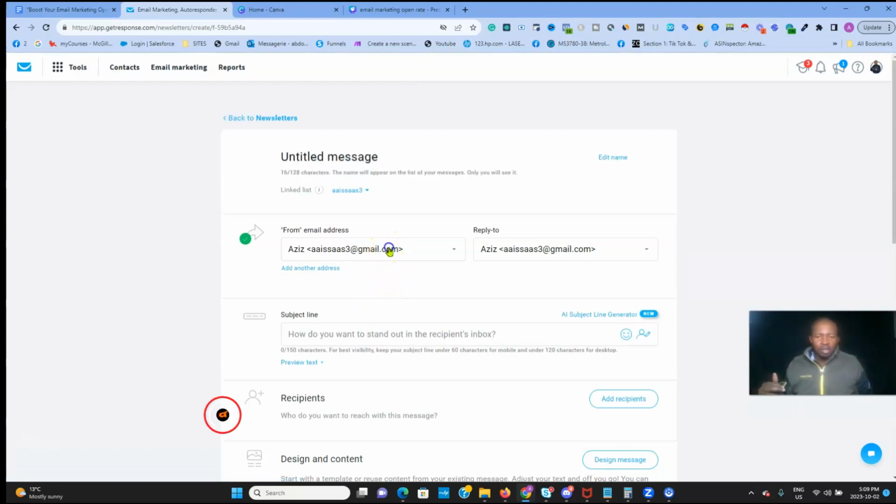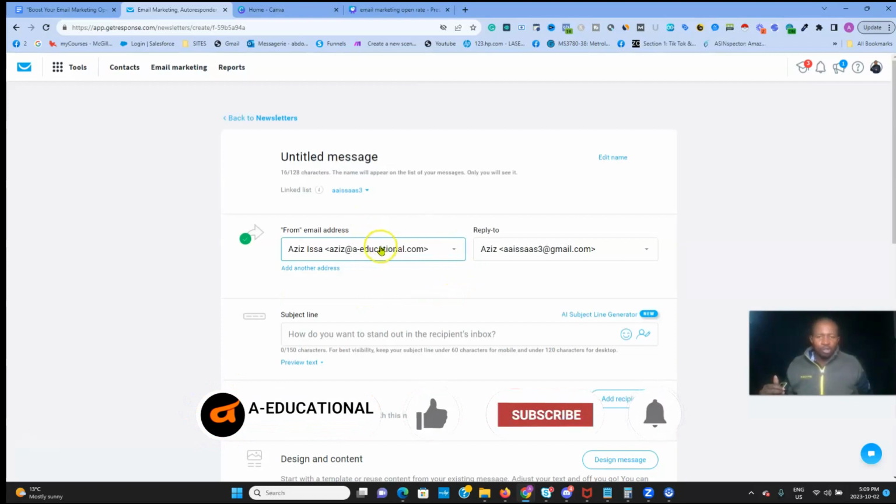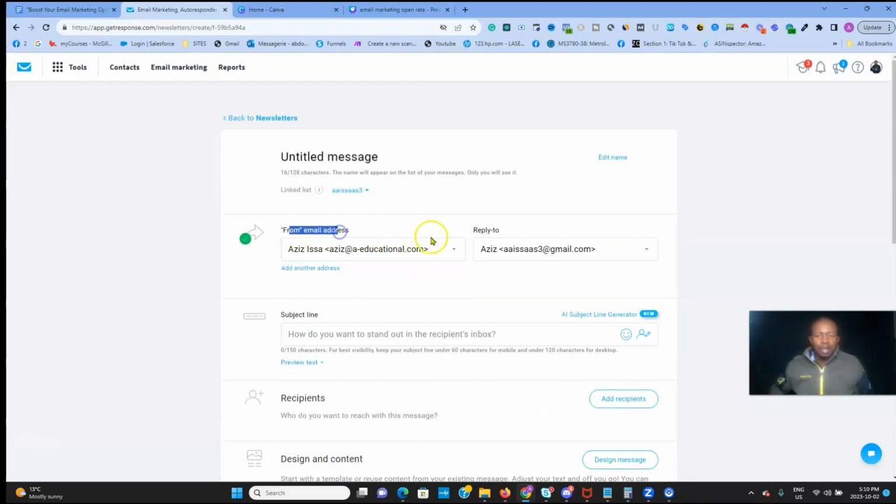So instead of Gmail, you choose your professional email, right? And by the way, the from email and reply email has to be the same, right? So if it's different, if there is any mismatch, it will go to spam definitely, right? Okay, not 100%, but there is a higher chance that your email will go to spam. So you want your from email and reply email to be the same.